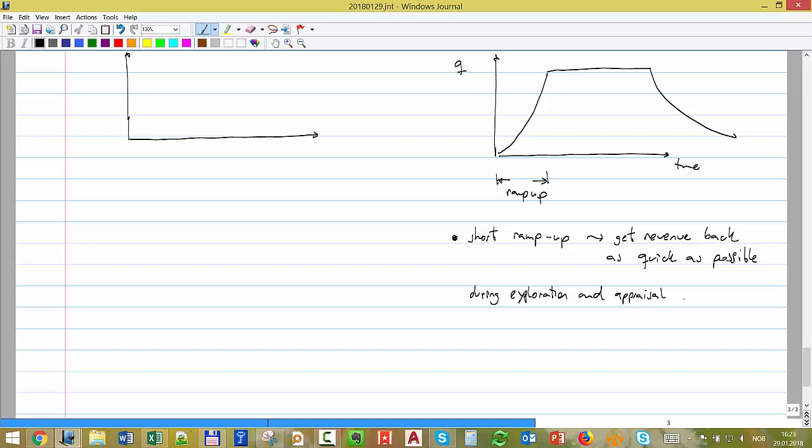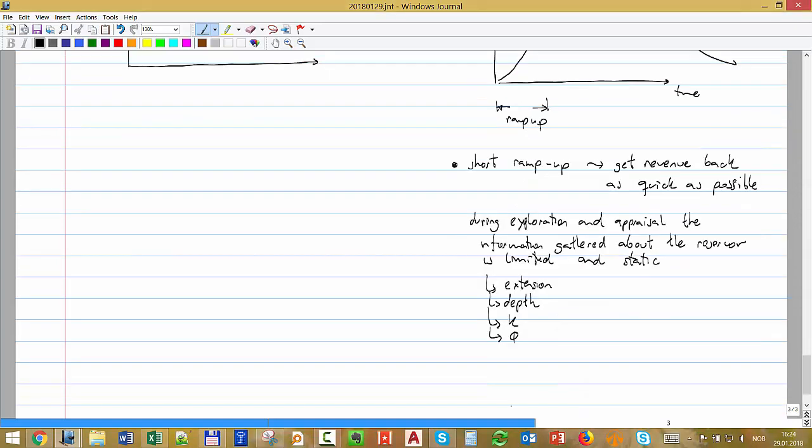Okay, so in that case, we say that the information gathered about the reservoir is limited, and what we say, static. And this information might be extension, depth, then permeability, porosity. Okay, first is limited. I just make a few holes. Like I told you last class, if it's a relatively medium to small size, I don't make many appraisal wells. Okay, after I have the discovery, I might make maybe maximum 4 or 5 wells. And then based on that, I have to get a whole picture of what I have below the surface. Okay, if it's a big development, I might have maybe 10 or 15. But usually these are not very common.